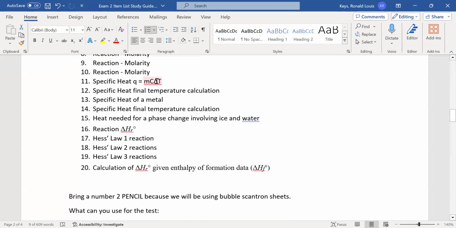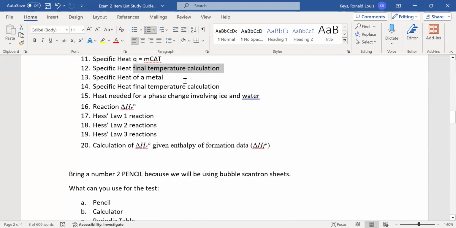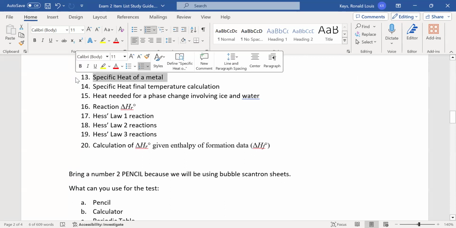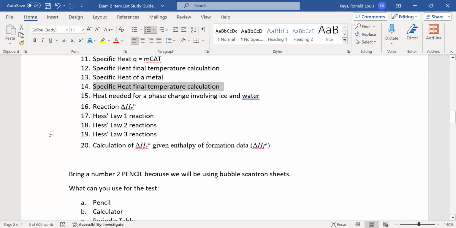Specific heat where you got to calculate the final temperature. Looks like you got to find the specific heat of a metal. Another specific heat final temperature calculation. Heat needed for a phase change involving ice and water. We've done those, correct? In fact, we just did one of those on the quiz where you had to get the ice to -5, correct?